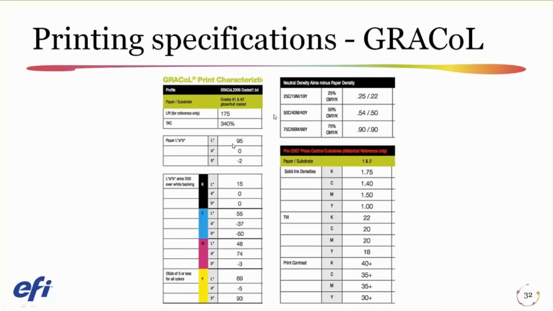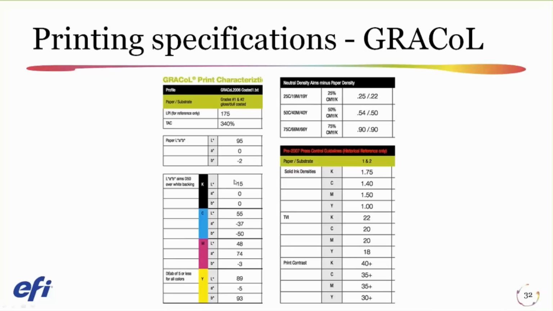This is a specification chart, just part of it, for GRACOL, and this is what printers look at. Here is the paper LAB value, 95, a pretty bright stock. A star is 0. If you remember from 3 weeks ago, that means on the A star, the red to greenish side of the equation is neutral, and the B star is -2, so it's a little blue. Okay? Newsprint stock would be a much lower L star value, and the B star value would be positive because it's a much more yellower stock than what we try to print our high quality work on.